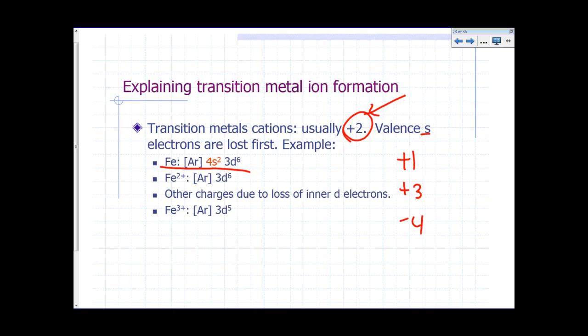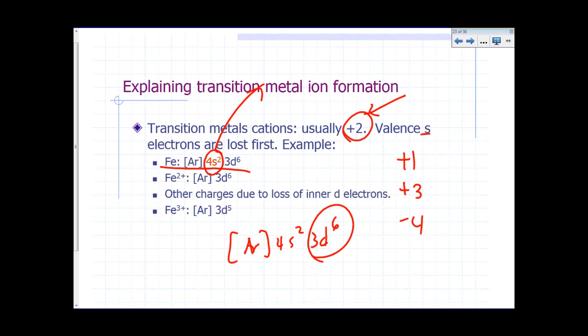So in iron, for example, the electron configuration is argon, 4s2, 3d6. The electrons in the 3d are actually in a lower energy orbital than the 4s, even though the 4s is filled first when we construct the electron configuration to get the most stable configuration. So it's actually these 4s2 electrons that are removed first, and that's the explanation why transition metal cations tend to have a charge of +2.